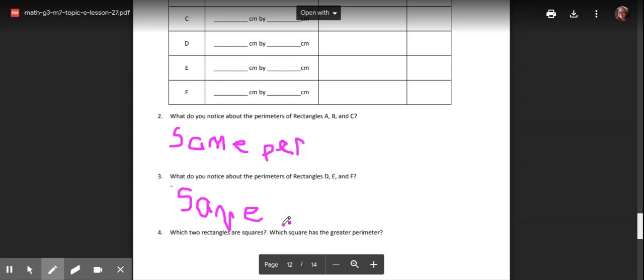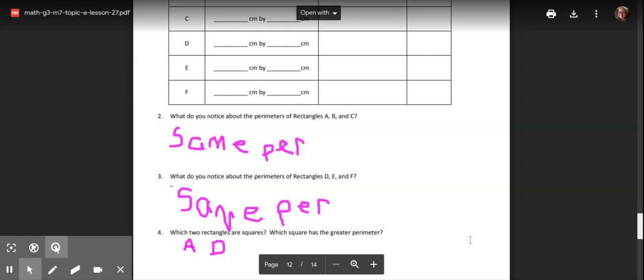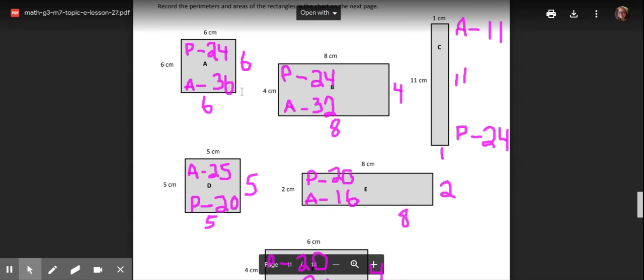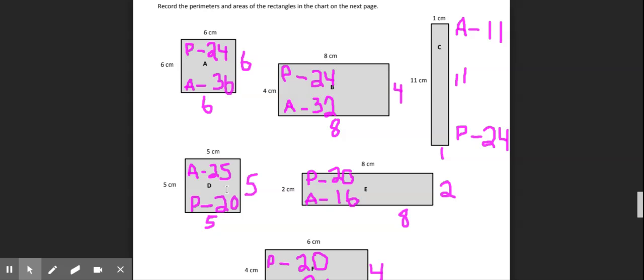Same perimeter. Which 2 are squares? Which square has the greater perimeter? So the 2 that are squares, so A and D, and I'm going to write it just underneath the question. And then over here it says which square has the greater perimeter? I just remembered it was A and D, but if you don't remember, you would go back to this sheet, and there's A and D. They're both squares. Which one has the greater?